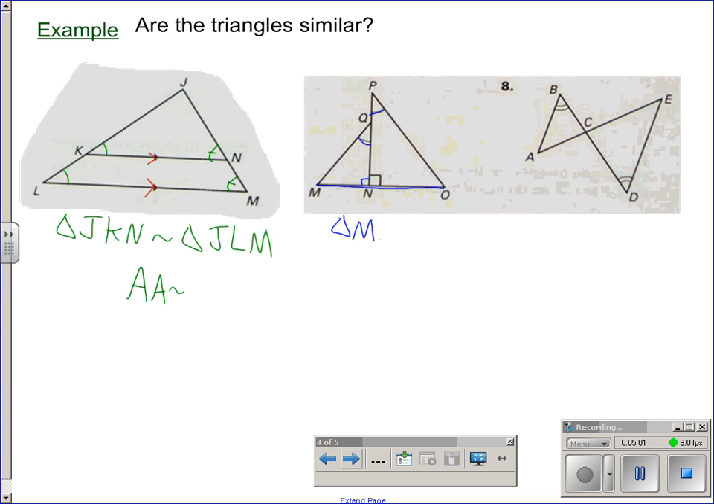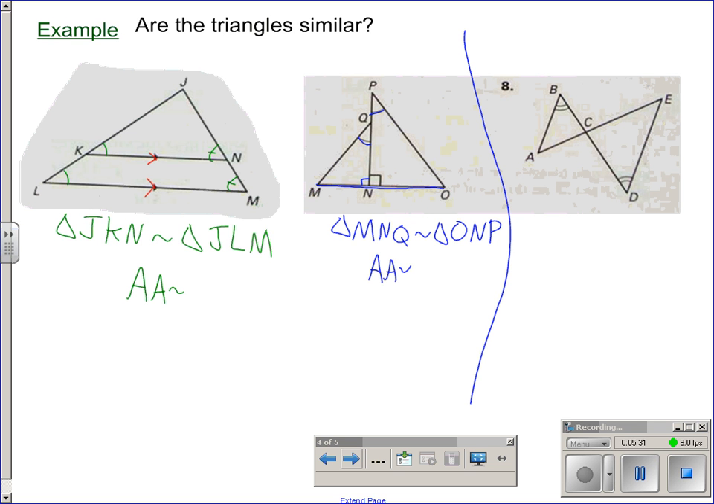So triangle NQ will be similar to triangle. Now, corresponding order. We didn't know anything about M. We don't know anything about O. Those are going to correspond. We went to M and then to N. N was the right angle in the smaller triangle. We're going to go to N also because that's the right angle there, which leads us up to point P. So these two triangles are similar, again, by angle-angle similarity.